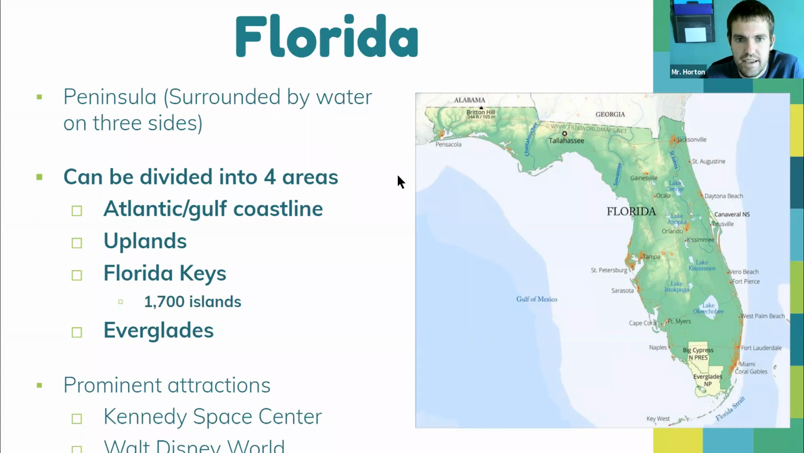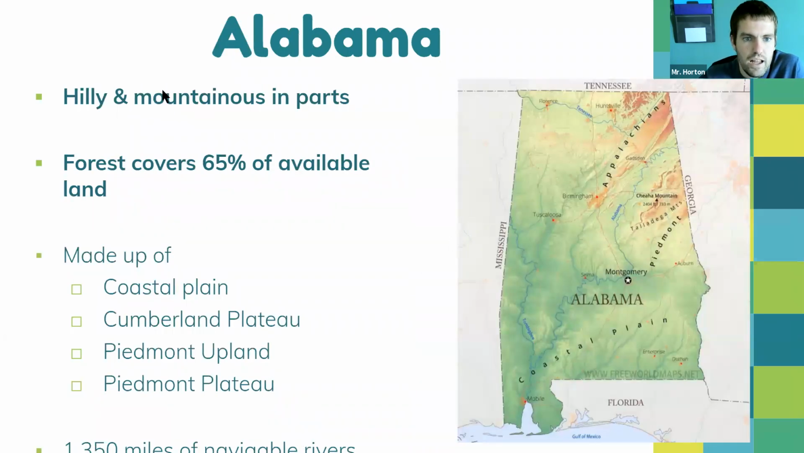Our next state is the state of Alabama. For Alabama, you just need to write down the first bullet point: it's hilly and mountainous in parts. There's forest land that covers about 65% of the available land. So out of all the land in the state of Alabama, the majority of it is covered with forests.